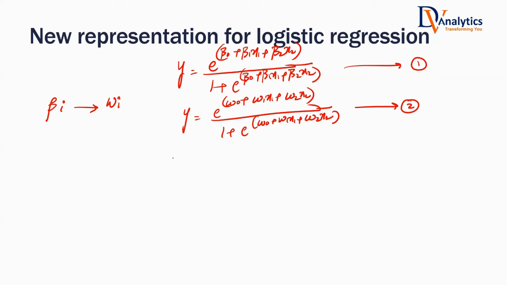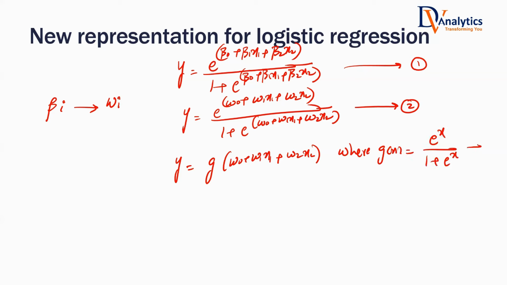In fact, it's not even written like this. It's written like this: y equal to g of w naught plus w1 x1 plus w2 x2, where g of x is equal to e power x divided by 1 plus e power x. This is equation 3. Check equation 2 and equation 3. Are they one and the same? Yes. I have just represented it in a functional format. I have introduced a new function called g of x, which is nothing but the logistic function.